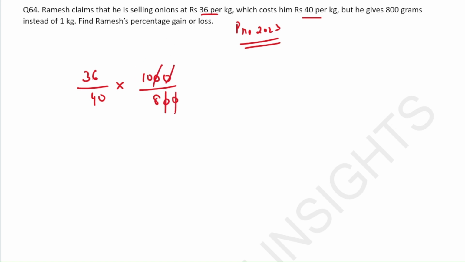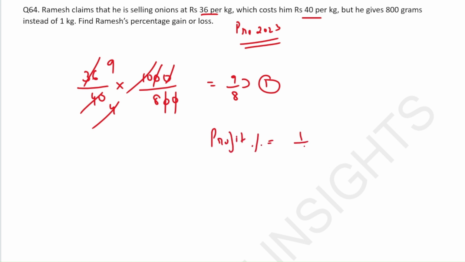0, 0, 0, 0 cancelled. 10 fours are 40, 9 fours are 36. So this is 9 by 8. So that means Ramesh is getting a profit by how many? By 1 unit, right? So that means profit percent will be 1 by 8 into 100. So if you solve this, you will get 12.5%.